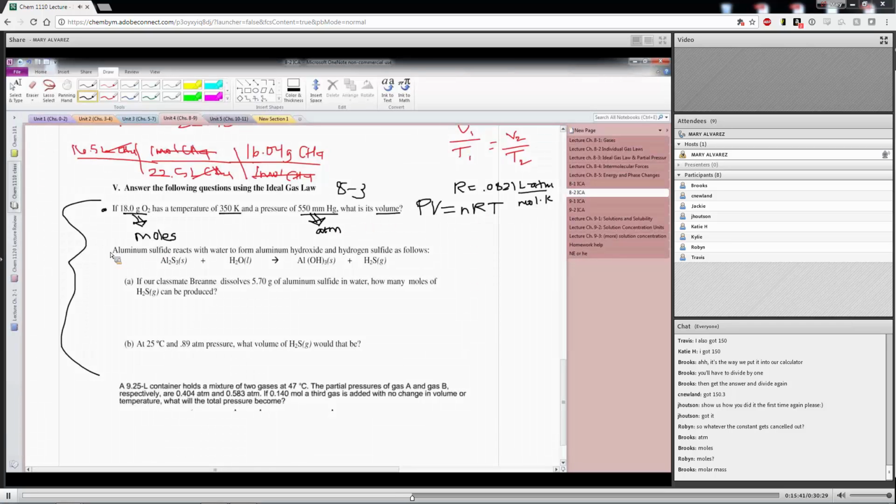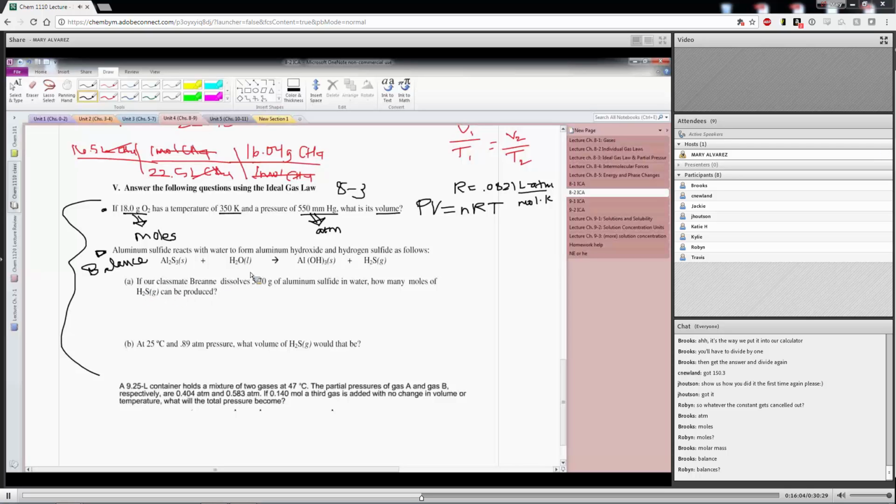This next one, I've got an equation. Oh, what's the first thing you're going to do when you see an equation? Balance. Is this balanced? No, it's not. I've got 2 aluminums. Okay, so first thing, balance that equation.